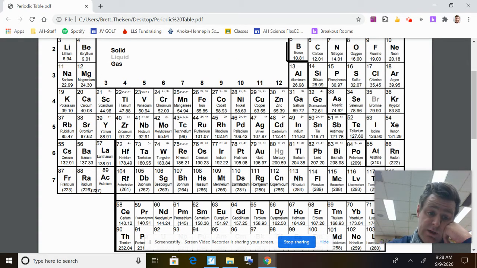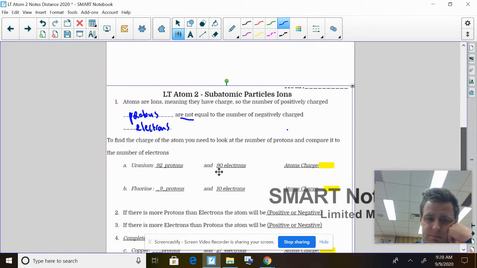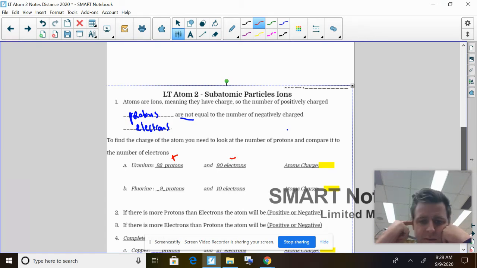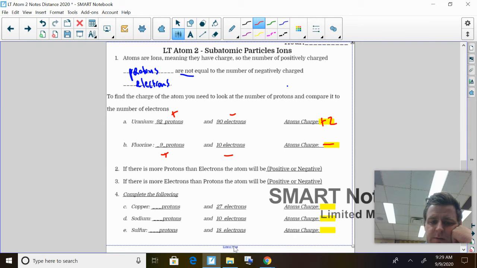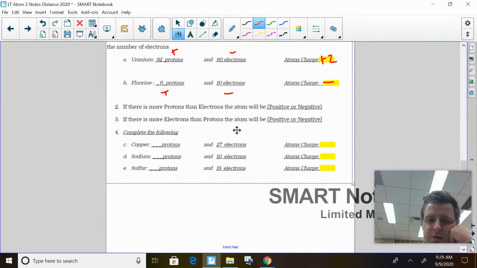So in a neutral element, guess what? The electrons would be 92, but it's not neutral. So we say it's got 90. All right. So it's got 92 positives, 90 electrons. What's left over? Plus 2. There's 2 protons left over. All right. Let's go to fluorine. It's got 9 protons forever and for always. 10 electrons. What's the charge? -1.